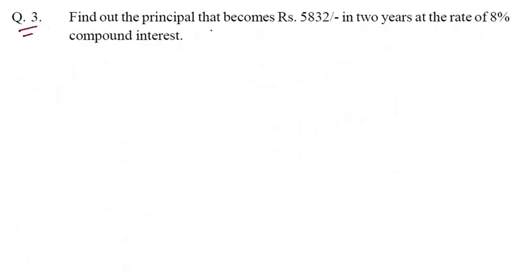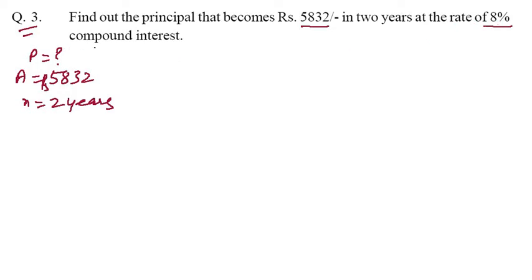Find out the principal. That becomes this one, that is the amount. Principal, that is the question mark. Amount will be given as 5832 rupees in 2 years. So time will be given as 2 years. And the rate of interest is 8% annually. So R is given as 8% per annum.